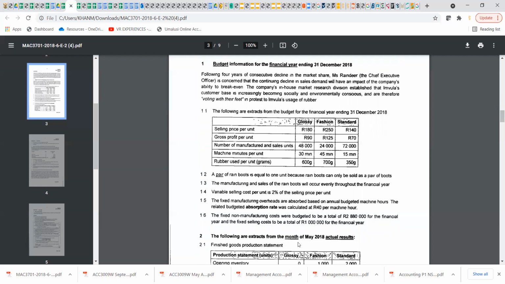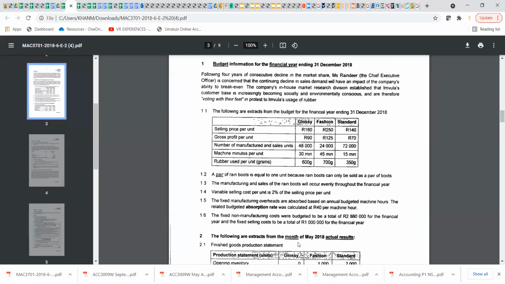Okay. Then we have number of manufactured and sales units. Then we have machine minutes per unit, and then we have rubber used per unit in terms of grams. They're telling you a pair of rain boots is equal to 1 unit because rain boots can only be sold as a pair of boots. That is very important when you're dealing with a MAC question to identify what is a unit.